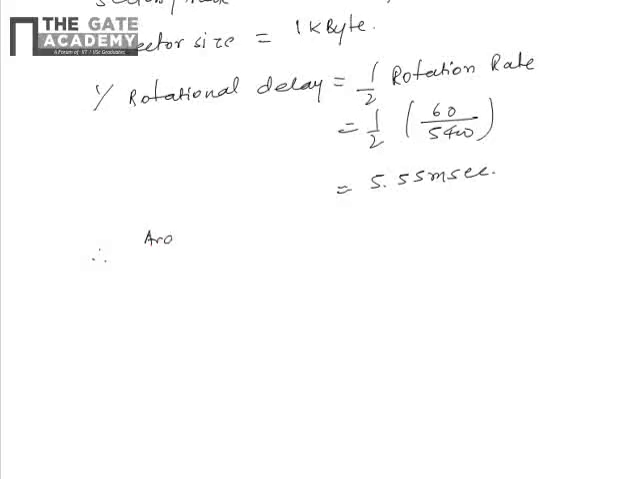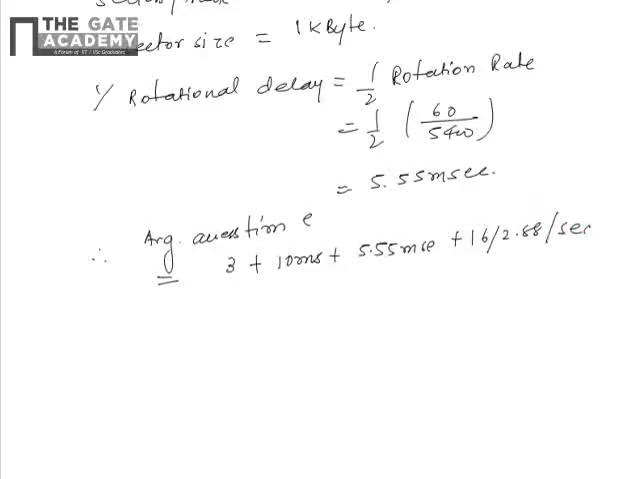Now that the rotational delay is done, we have to calculate the average access time, which is the summation of all these values. So the overhead is 3 milliseconds plus 10 milliseconds plus 5.55 milliseconds, plus the time to transfer 16 kilobytes at the rate of 2.88 megabytes per second. If you solve this, the value comes as 24.16 milliseconds. So the answer is C.